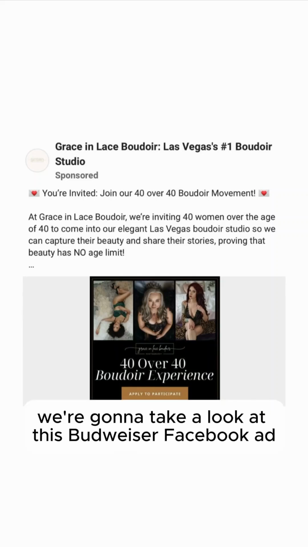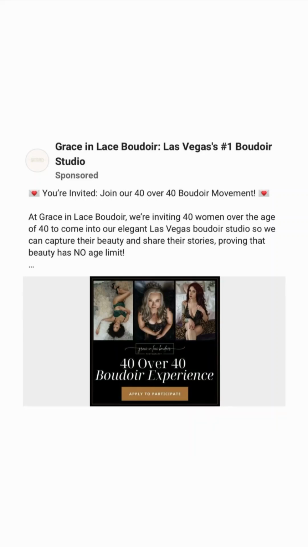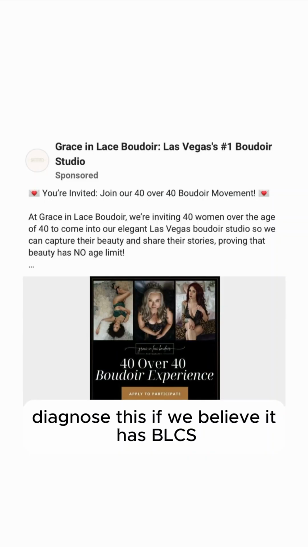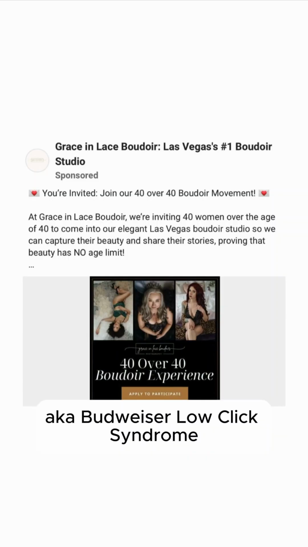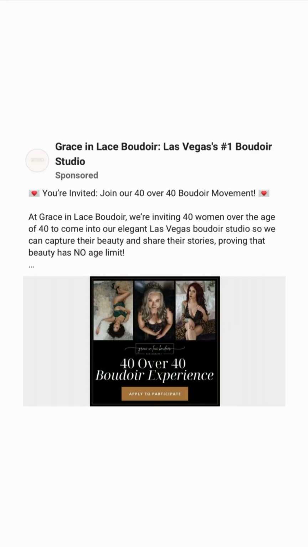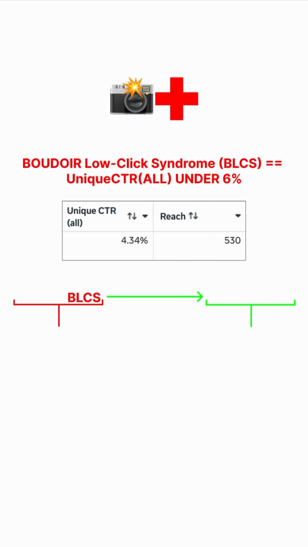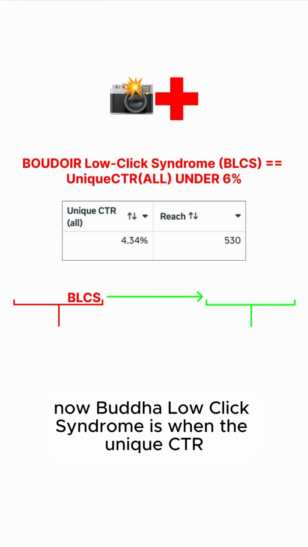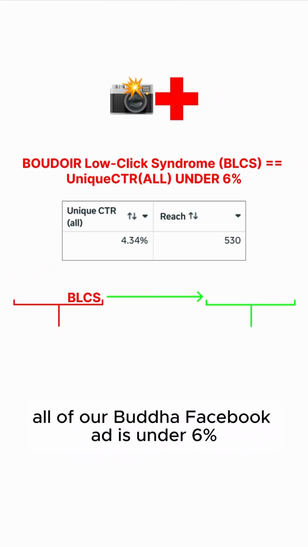All right, y'all, we're going to take a look at this Boudoir Facebook ad, diagnose it, see if we believe it has BLCS, aka Boudoir low click syndrome. So now, Boudoir low click syndrome is when the unique CTR on our Boudoir Facebook ad is under 6%.